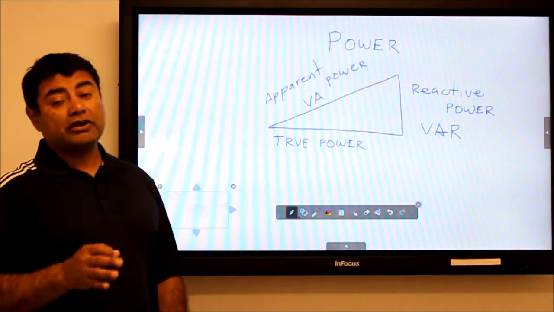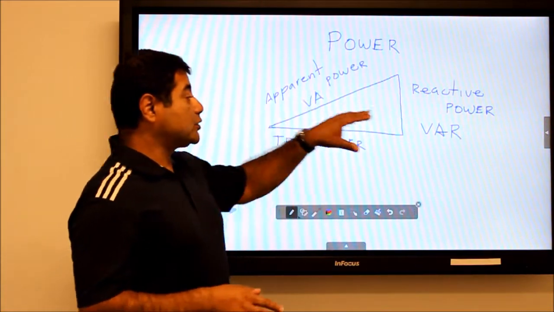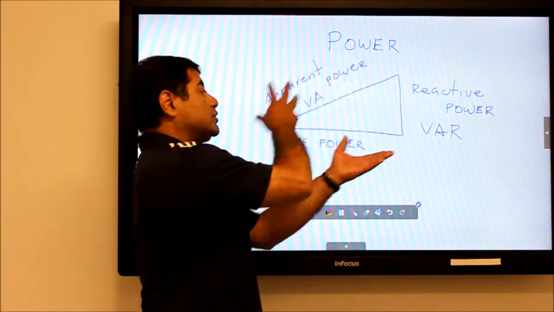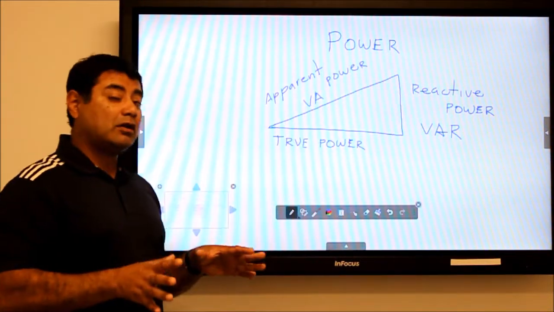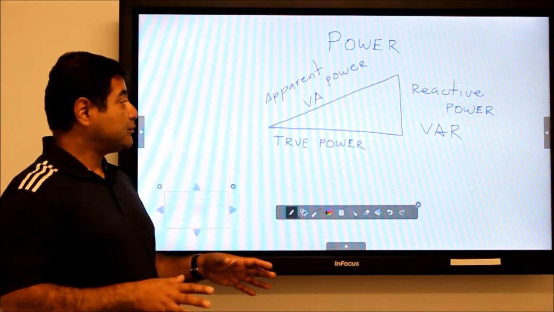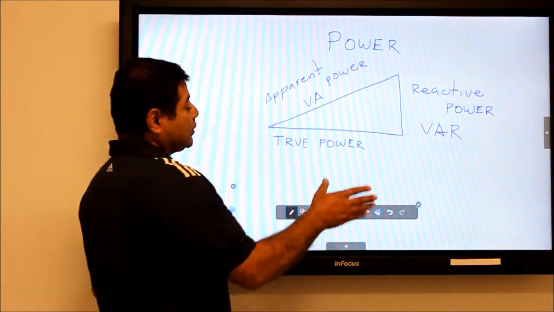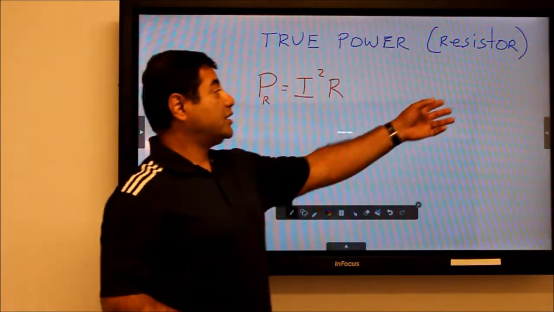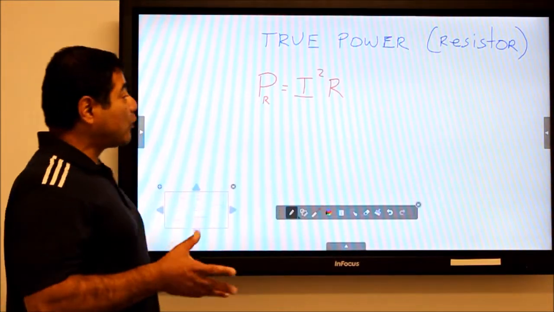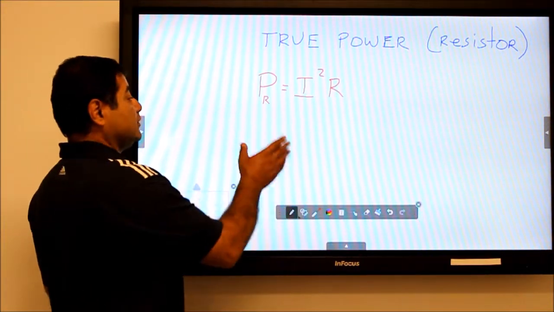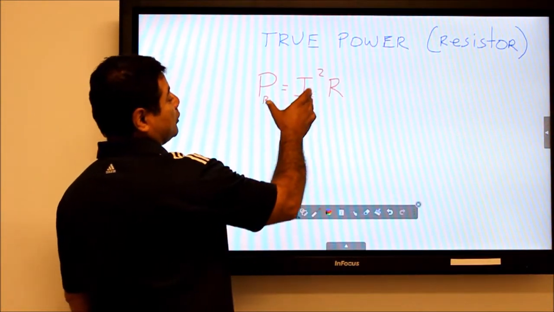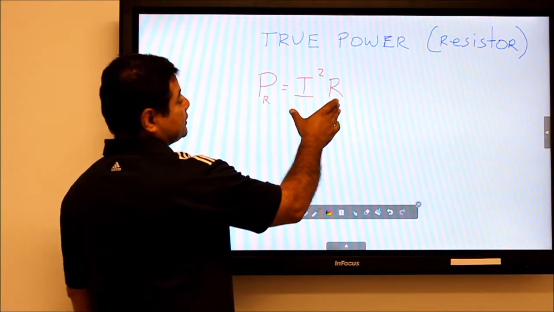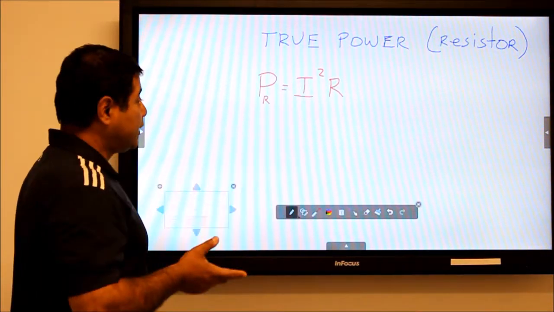It's very important for you to keep track of where all these labels go on the triangle. You cannot switch the labels or your math is going to come out wrong in later calculations. All right? So we're going to go and calculate the true power, which is the power of, like I said, the resistor. And the power formula we're going to use is the power equals the current squared times the resistance of the resistor. All right?